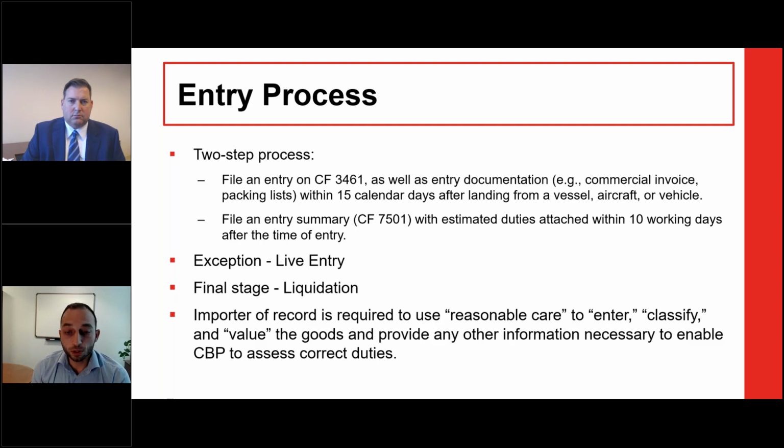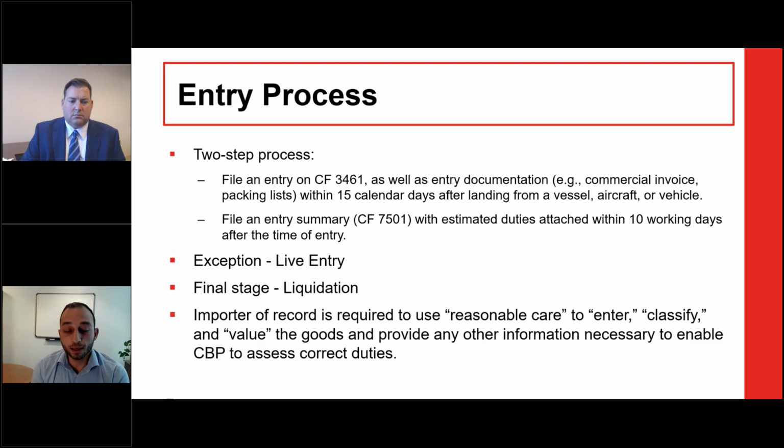At the time of entry, as I mentioned, the importer pays the estimated duties, and then the liquidation cycle is about 314 days after entry, which can be suspended or extended in certain circumstances. But at the end of that cycle, CBP reviews the documentation, and if they disagree with your classification or country of origin or any other declarations you made at the entry, they may require an addition.